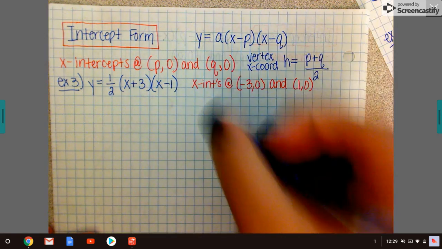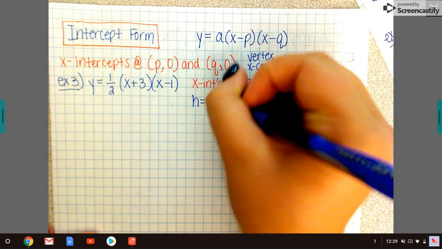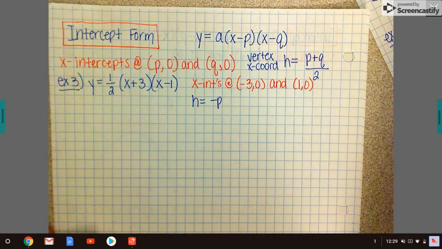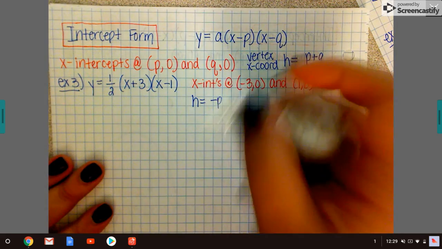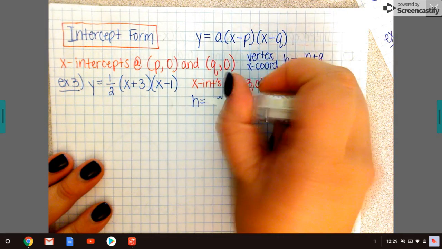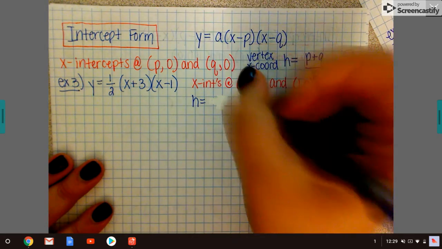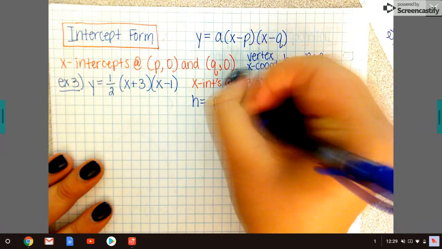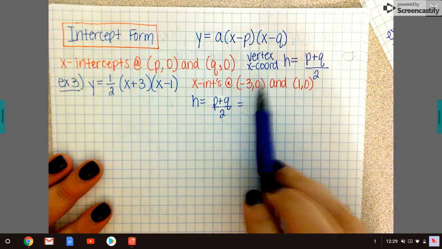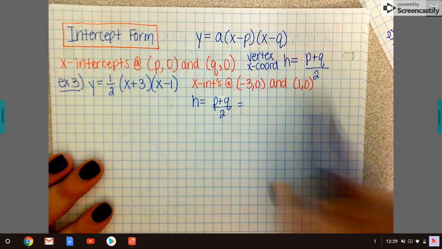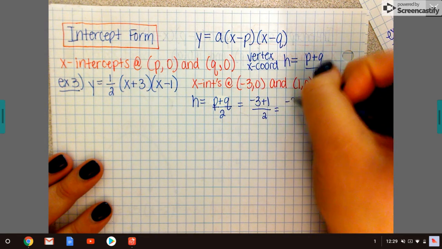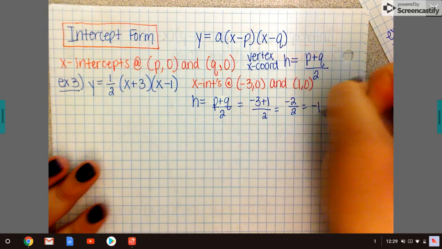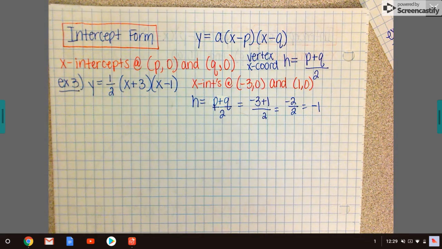So let's do that. H is equal to negative p plus q. Thinking two things at once. I was thinking about the negative b over 2a one. H is equal to p plus q over 2. And our p and q are right here. So negative 3 plus 1 over 2. So negative 2 over 2. So negative 1 is our h value.